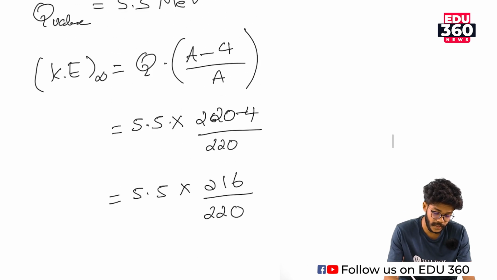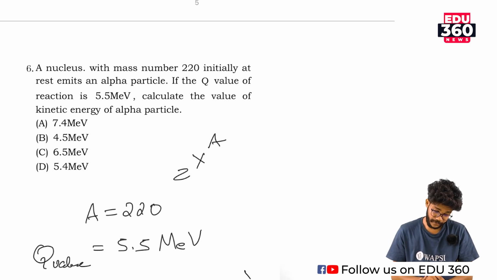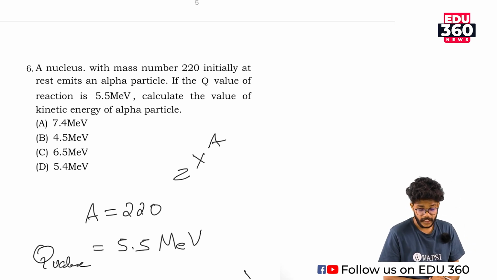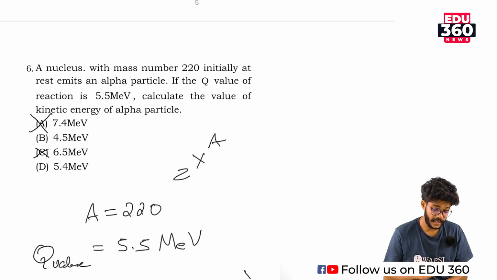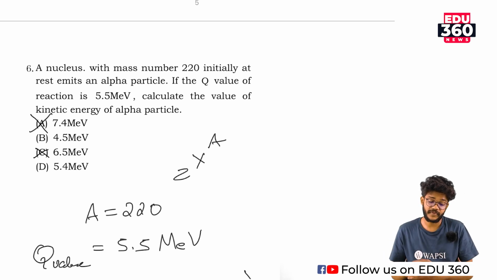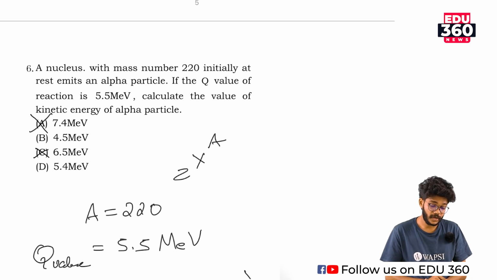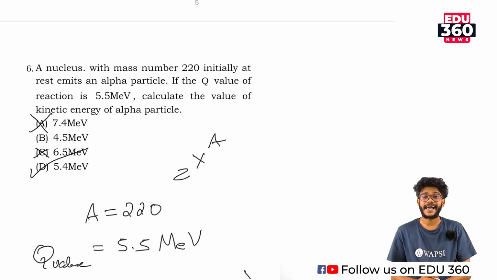Which is approximately near to 5.5. And which option is very near to 5.5? That is 5.4 mega electron volt. And options A and C are much larger than 5.5, so those are incorrect. And 4.5 is much less than 5.4. So option D is the correct answer.